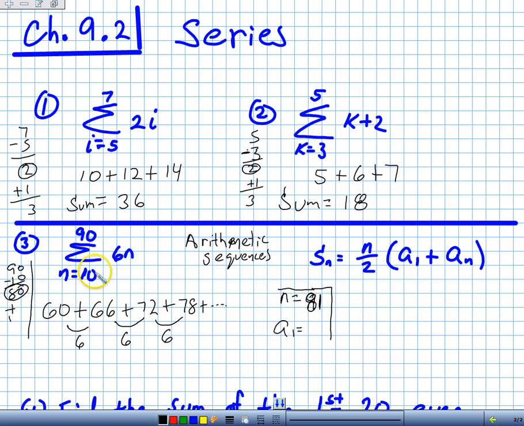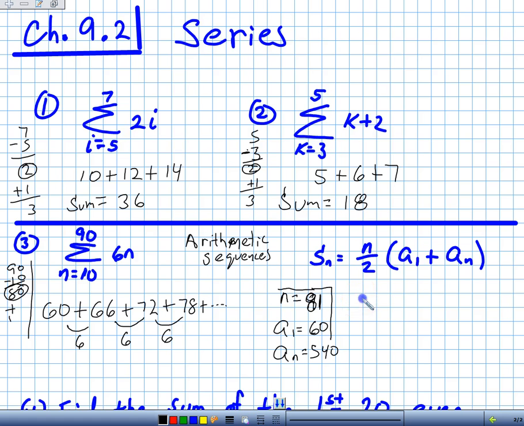How did I get 60? Well, plug in the first number down here, the lower limit, plug it in, 10 times 6, 60. And then I need to know the last term here that I'm adding. And it's not 78, remember, this keeps going until you plug in the 90. So let's see. You plug in 90 into n, and we get 6 times 90, or 540. Okay, so those are the 3 numbers that I need.